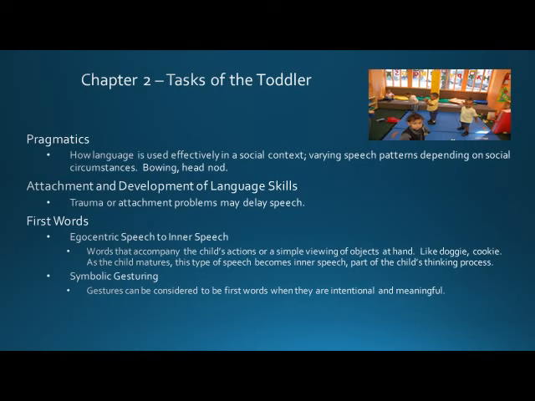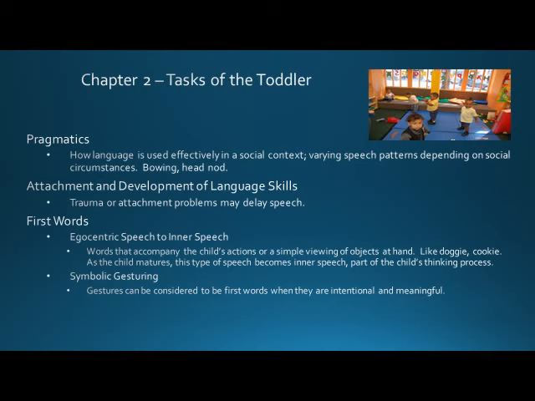And it's just that we all learn as we get older to take it underground so that we can't hear it. But in any case, we know that there are words that accompany a child's actions or viewing actions at hand. So they'll see something and they'll say, oh, doggy, cookie. They'll pick it up, they'll hold it. And as the child matures, this becomes inner speech and it's a part of the child's thinking process.